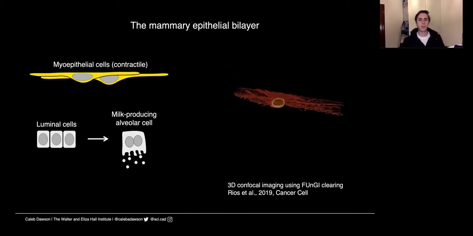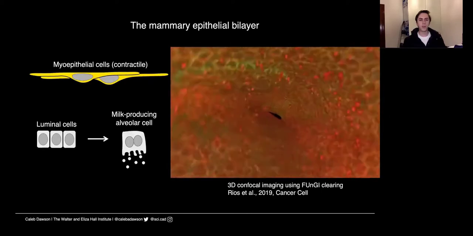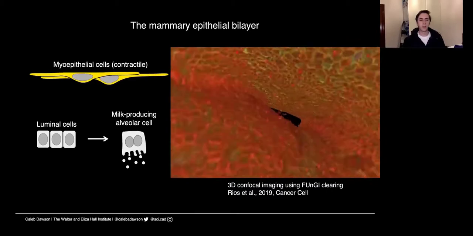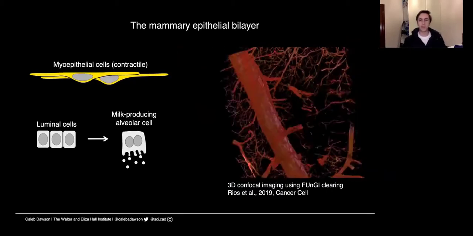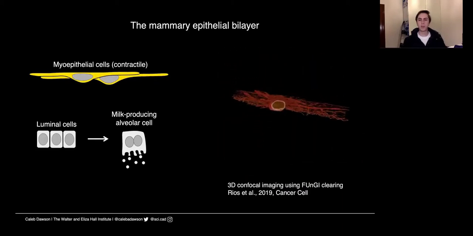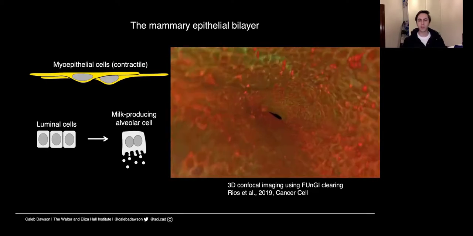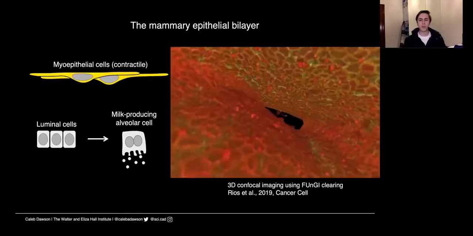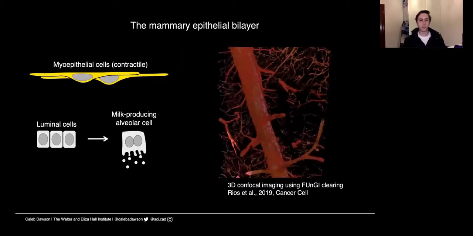The mammary ducts are made up of an epithelial bilayer with an outer layer of myoepithelial cells that are contractile and elongated, and an inner layer of luminal cells which mature in lactation to produce milk. And with the 3D imaging, we can get a big picture of the stroma that surrounds the duct, as well as the epithelial cells and any cells that interact with them. We use a clearing agent called FUnGI that was developed by a previous postdoc in the lab named Rios, and this was published last year.